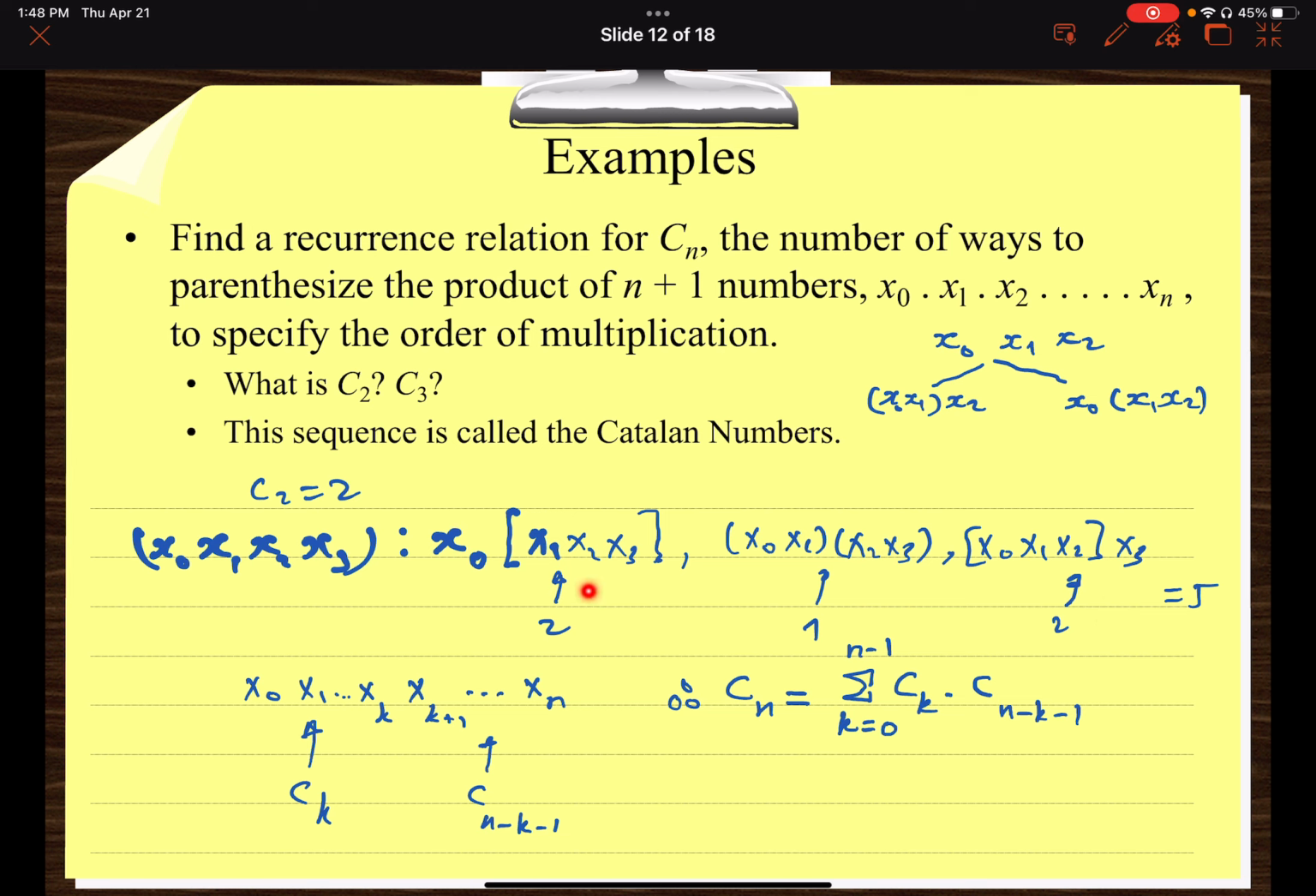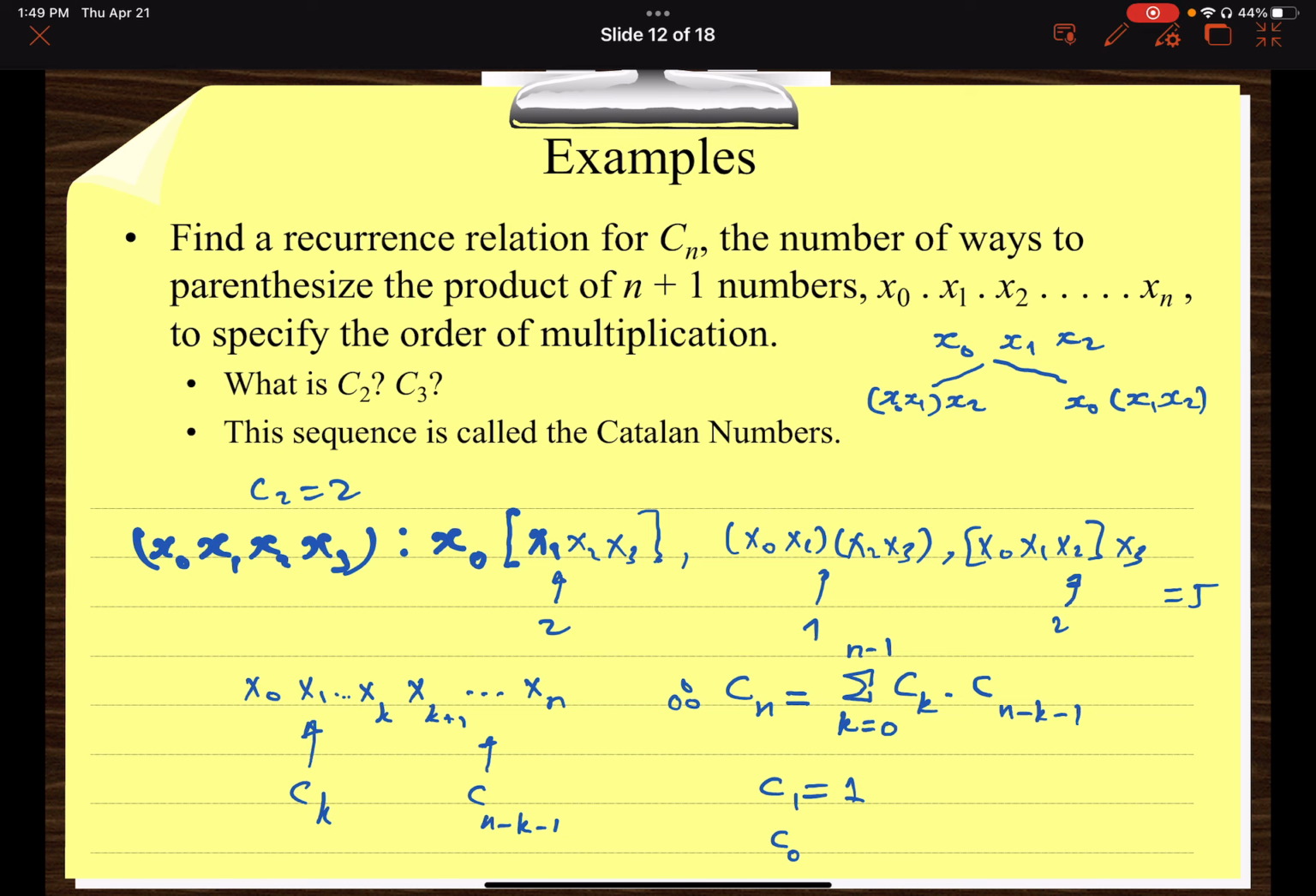For example, C1. What is C1? In C1, how many numbers do I have? I have 2 numbers. How many parenthesizations do I have to multiply 2 numbers? 1. So C1 is equal to 1. And C0? C0 should be 0, because you only have one number, right?